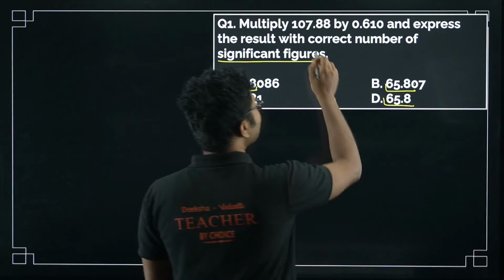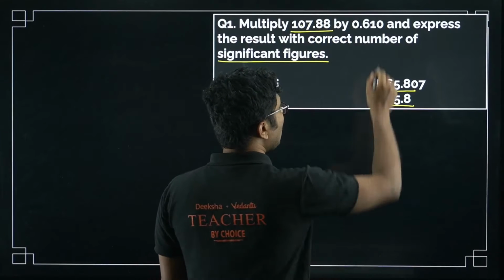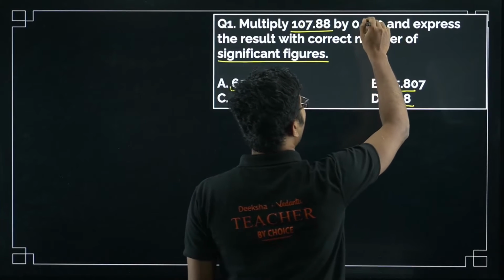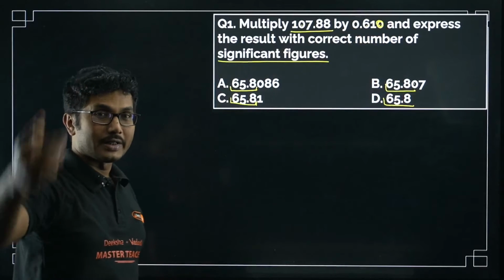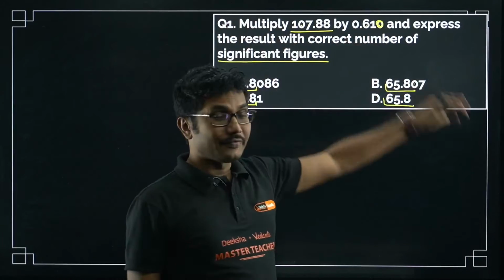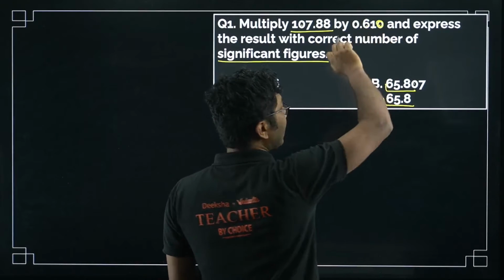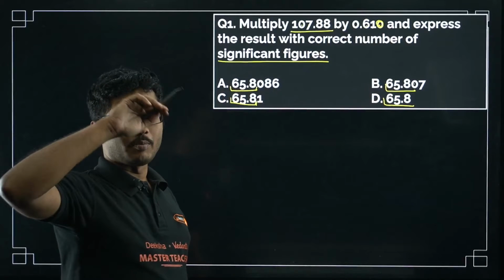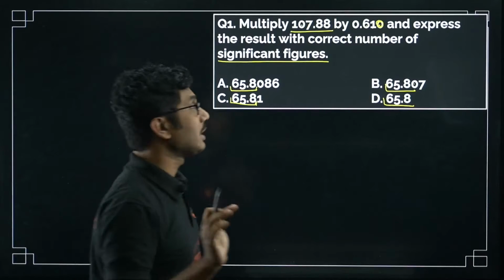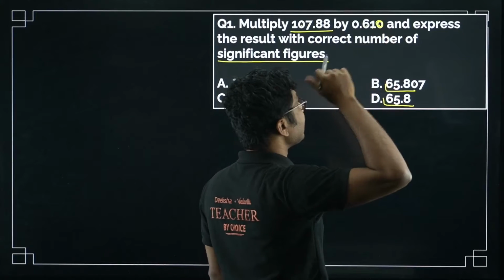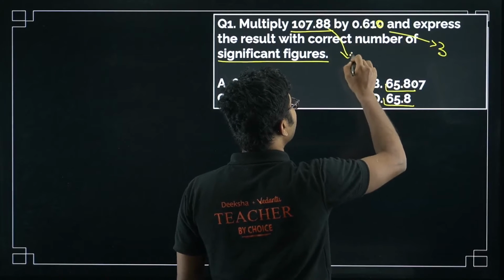So what is the number of significant figures in this number? 1, 2, 3, 4, 5. And in this number? 1, 2, 3. Now this 0 is significant. Remember that a 0 after a decimal, if it is at the end, is significant. If it is after the decimal, like 0.01100001, then those leading zeros are not significant. This last 0 is significant. So here we have 3 significant figures, and here we have 5 significant figures.